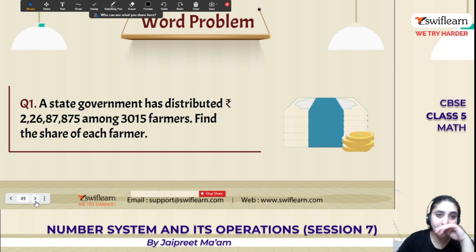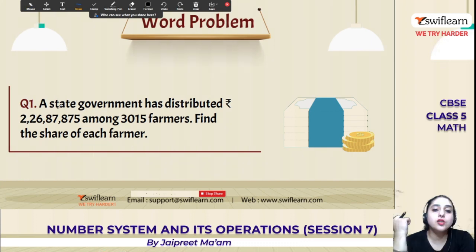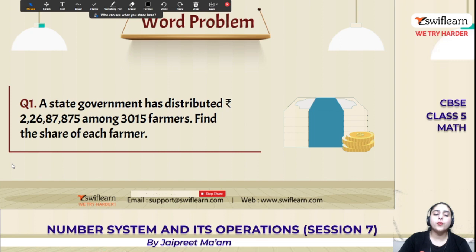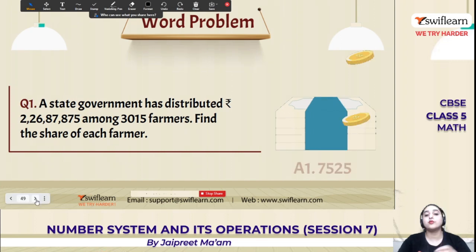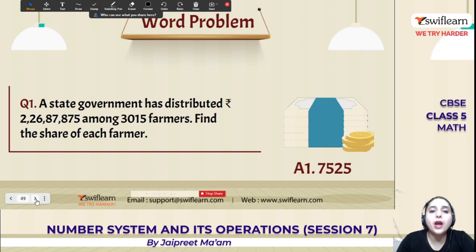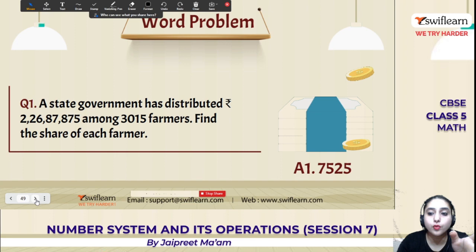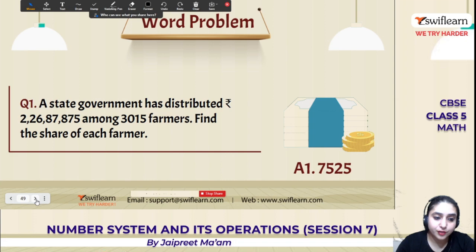Okay, let's do a word problem. A state government has distributed rupees 2 crore 26 lakh 87,875 among 3,015 farmers. Find the share of each farmer. Whenever you have a question where you have to find how much each will get, or you have to distribute equally, that means you have to do the division. Okay, so let's do it.